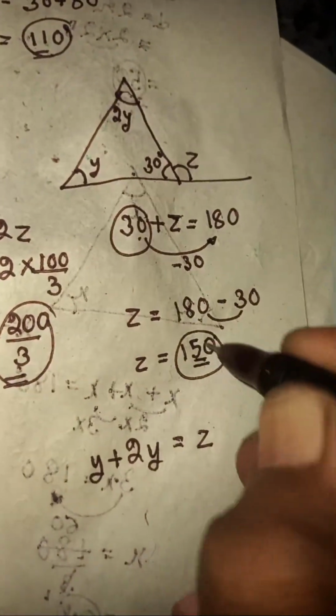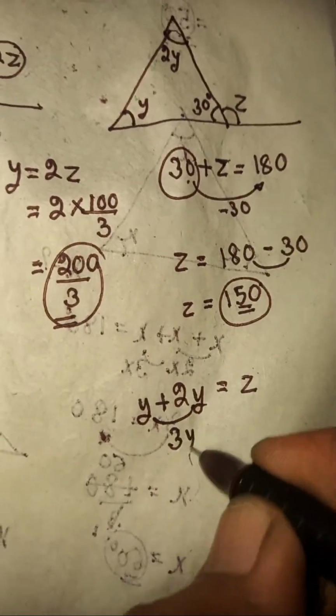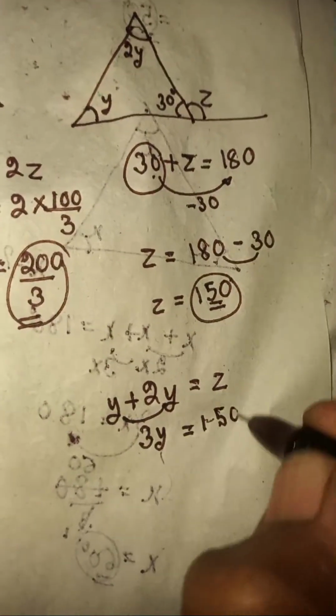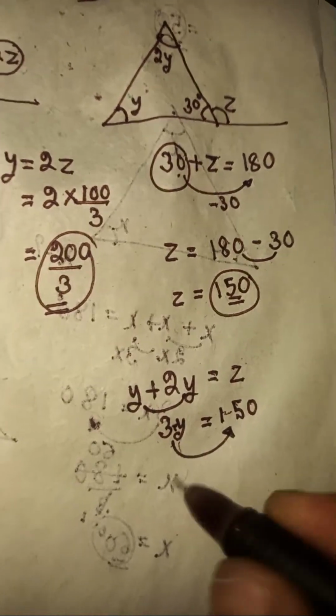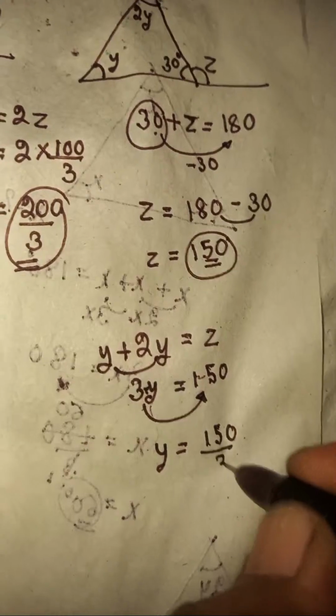Z we have found as 150 degrees. Here add them. Y plus 2y becomes 3y. 3y equal to 150 degrees. Now this 3 can move that side. This 3 moves this side, it comes in denominator. Y equal to 150 by 3.